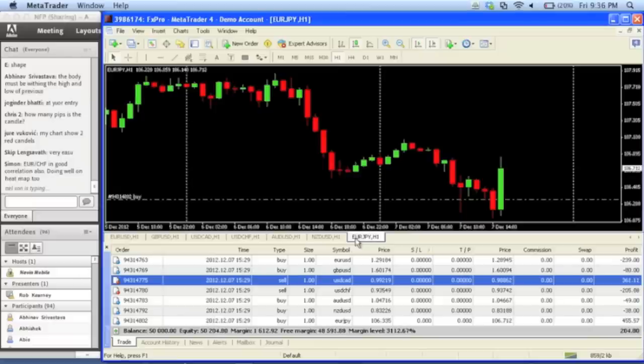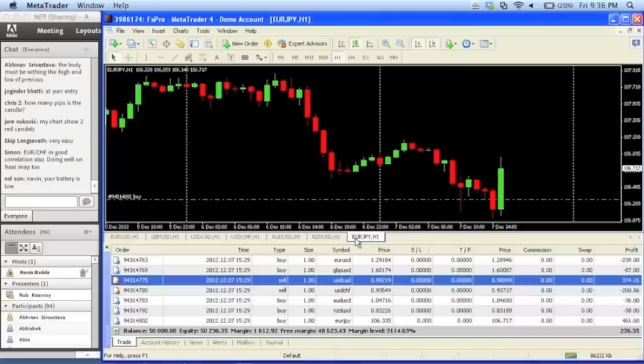These players coming in, they're trying to scalp from this thing. They're trying to enter. Then they get burned. Then they enter again. Burned. Then they enter the opposite way. Burned.